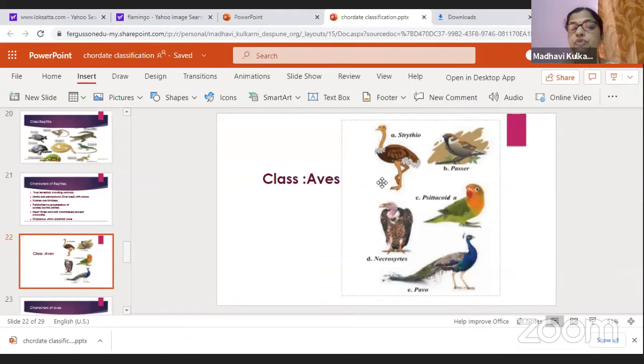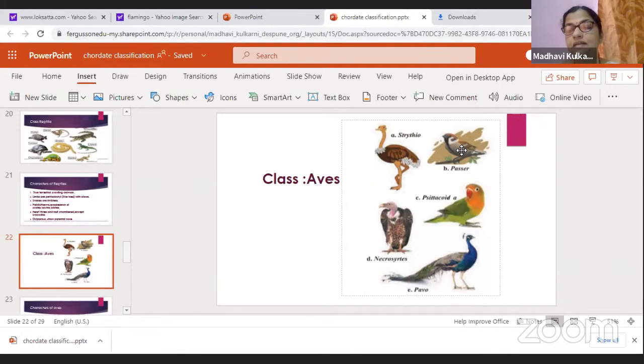The first is Struthio, that is an ostrich. Ostrich is, instead of flying, when we call a bird, we know they are flying. But this ostrich is an exceptional bird because it is a running bird. Along with it also a few other examples are there.